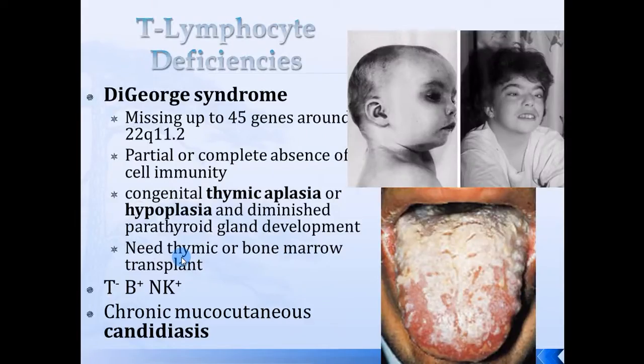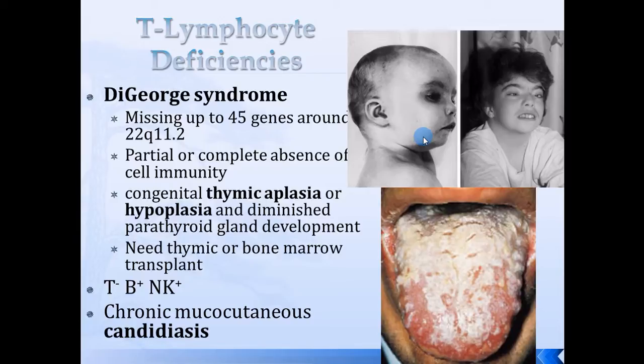Next, T lymphocytes. A common one you'll hear about is called DiGeorge syndrome. DiGeorge is interesting because we know where it's at. There's a handful of genes on the 22nd chromosome that are missing or defective. And because all of these genes aren't just immune, they're also things like forming the pharynx, forming cardio structures, forming facial structures, you see more of these physical characteristics that come along with it.